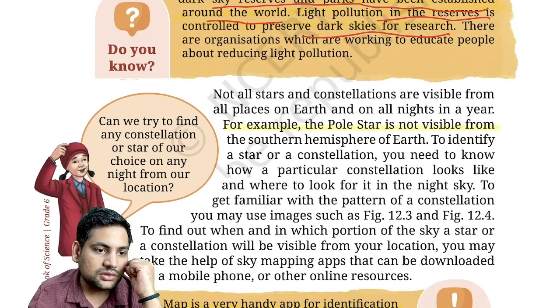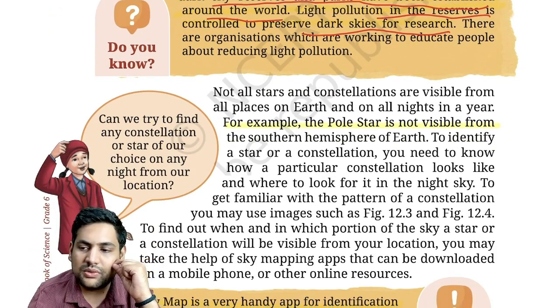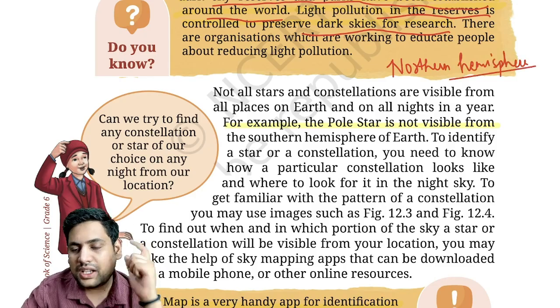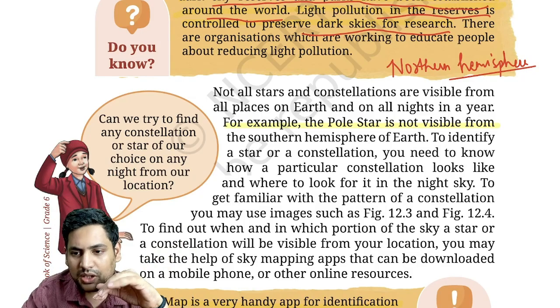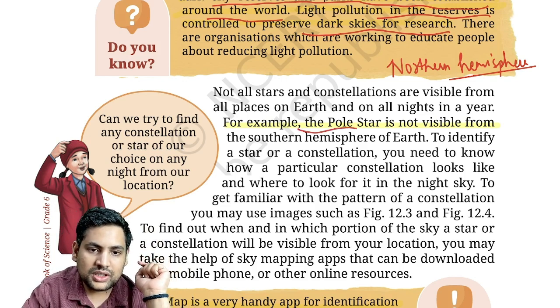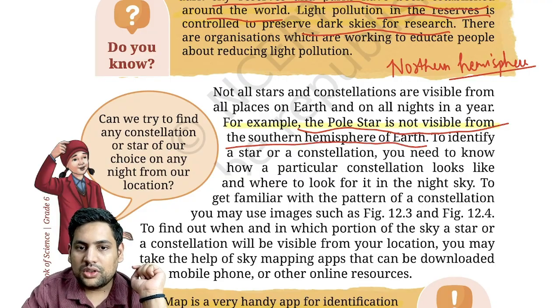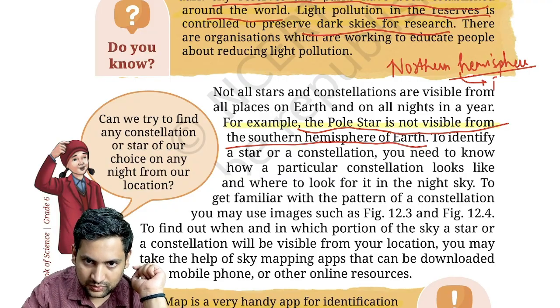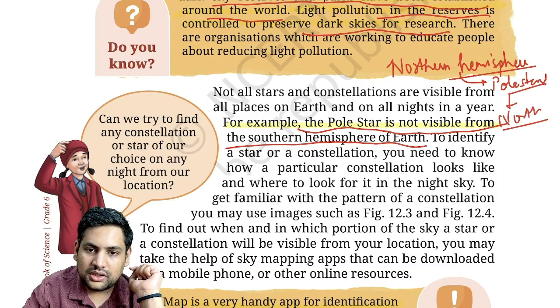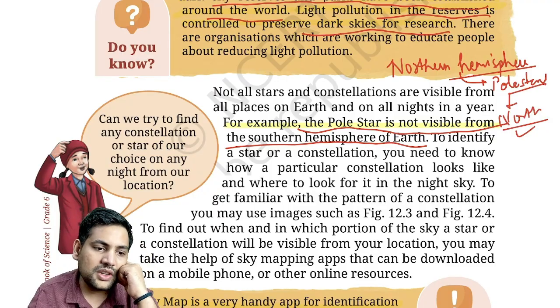Now the pole star. As I told you, the pole star always points towards the north in the northern hemisphere. Now, it talks about how the sky looks almost similar to everybody around the world, but not exactly the same. For example, the pole star is not visible from the southern hemisphere of Earth. Understood? In the northern hemisphere, the pole star is visible and it always points in the north direction, so it can be used for navigation.